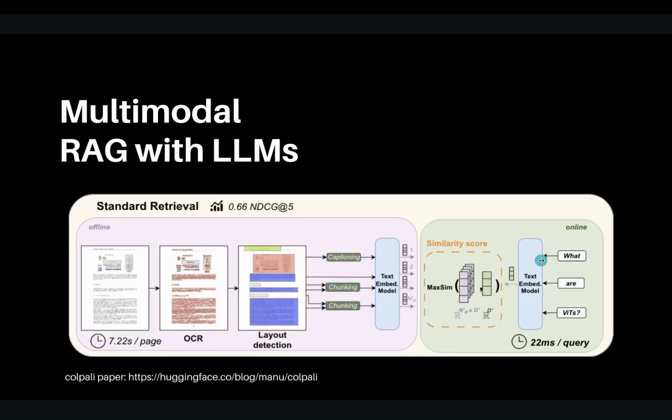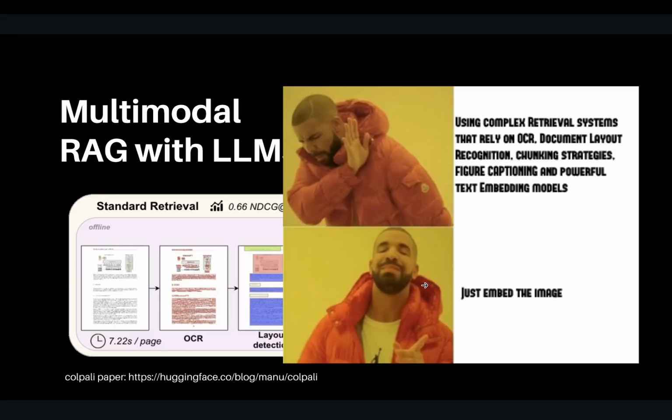During the retrieval process, we are doing similarity search based on the embedding representation of text chunks. As you can see, there are a lot of moving parts, and each one of them will introduce its own challenges and potentially introduce errors in the pipeline. Now, an alternative is to just directly embed images of these documents.